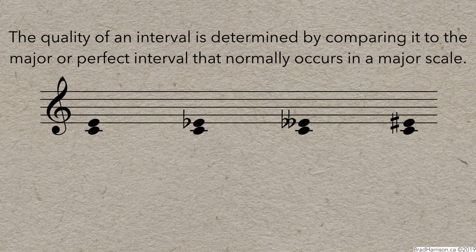For instance, these are all thirds. C to E is a major third because E is natural in C major. All the other thirds have been altered from the major third in some way. C to E flat is 1 semitone smaller. It's referred to as a minor third. Any major interval that's been made smaller by a semitone is referred to as minor.